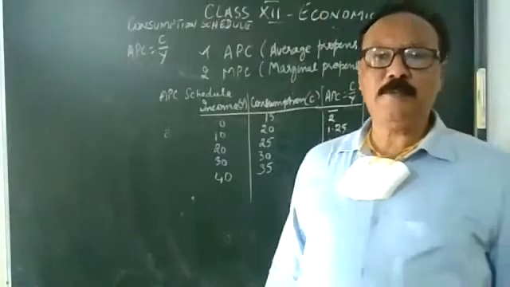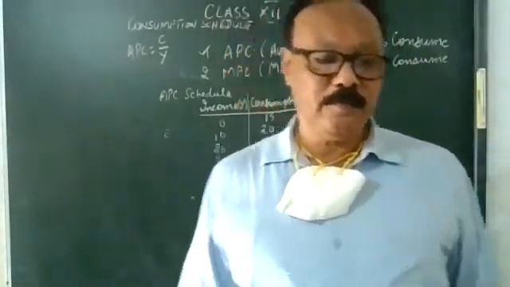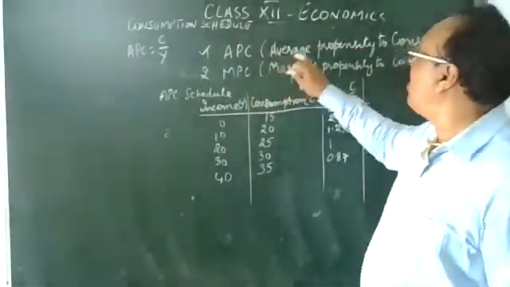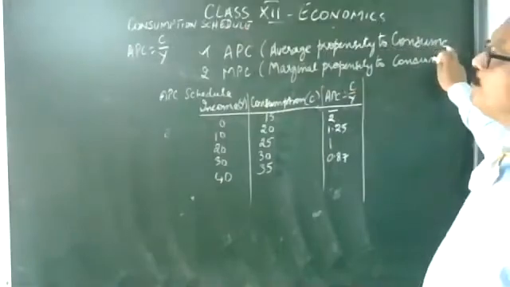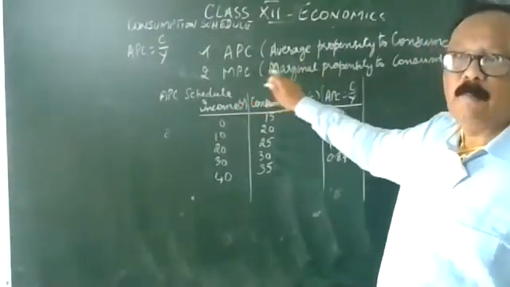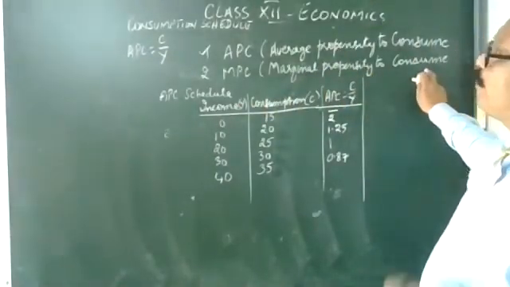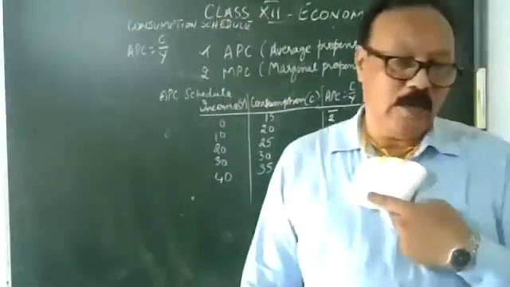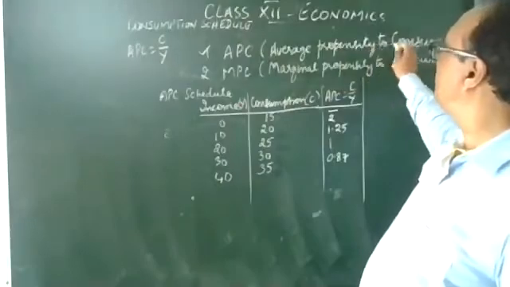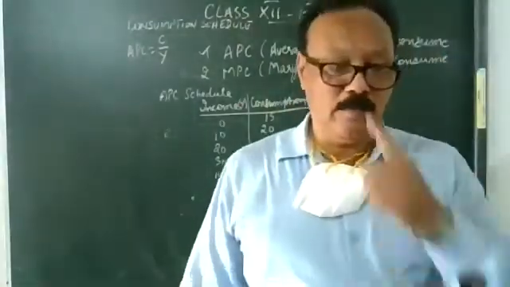There are two types of propensity to consume. First is APC, full form is average propensity to consume. And second is MPC, marginal propensity to consume.